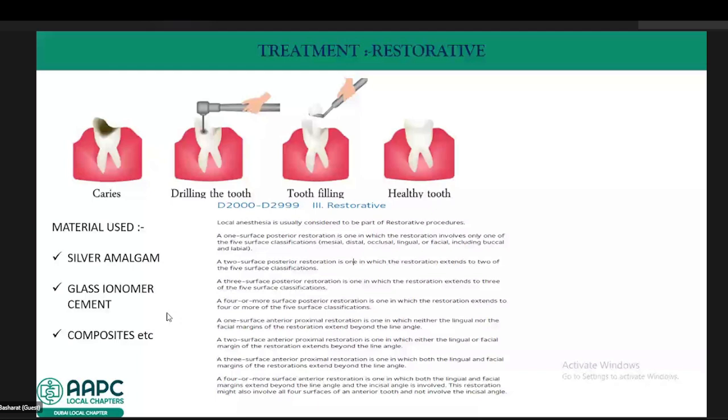Okay, so if you see the guideline here, local anesthesia is usually considered to be part of the restorative procedure. One surface posterior restoration is one in which the restoration involves only one of the 5 surface classifications: mesial, distal, occlusal, lingual, facial. So these are all the guidelines for this one. As I mentioned before, if a patient has, for example, 3 surface caries on one tooth, you can assign only one code.